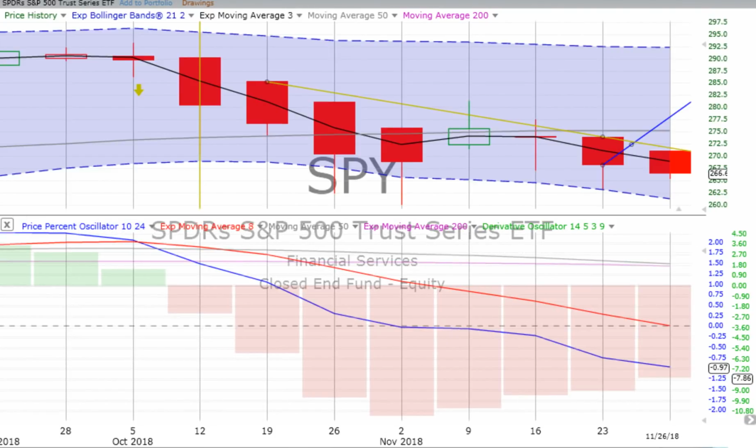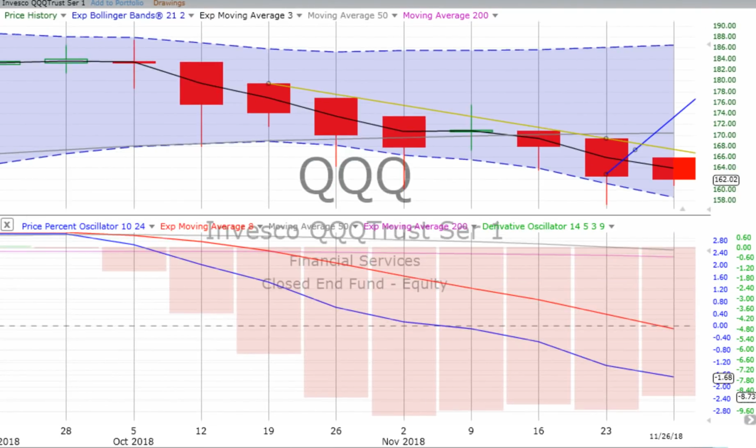We go back to the weekly. We go from the S&P 500 to QQQ. And what do we see there? Well, we see on QQQ, we see the derivative oscillator losing downward momentum. The price percent oscillator still heading down. And of course, we look at the weekly candle. It is starting off as a red down candle on the weekly chart, meaning average pace is still down. Price movements below that weekly trend line.